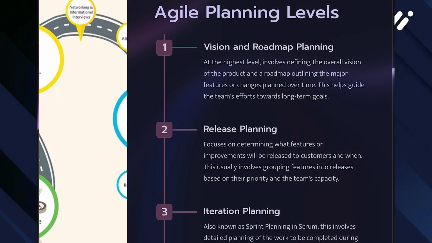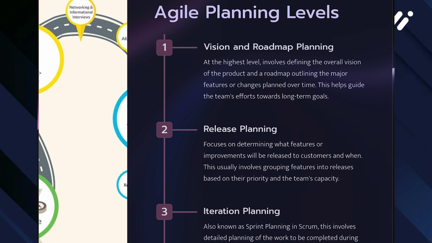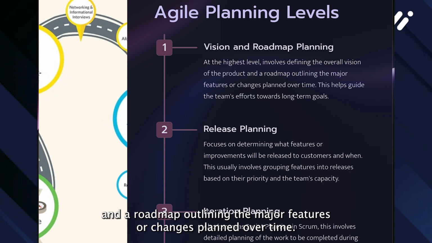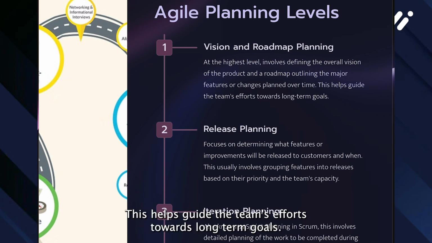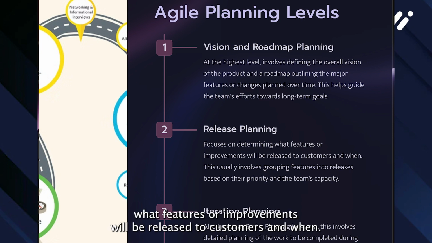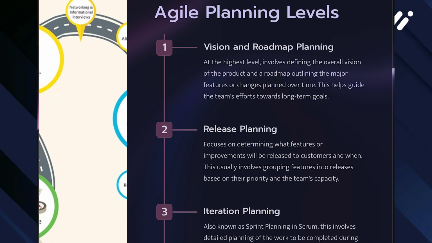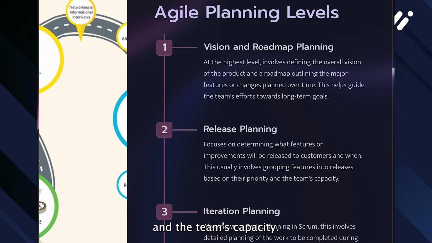Let us review the Agile planning levels. Vision and roadmap planning, at the highest level, involves defining the overall vision of the product and a roadmap outlining the major features or changes planned over time. This helps guide the team's efforts towards long-term goals. Release planning focuses on determining what features or improvements will be released to customers and when. This usually involves grouping features into releases based on their priority and the team's capacity.